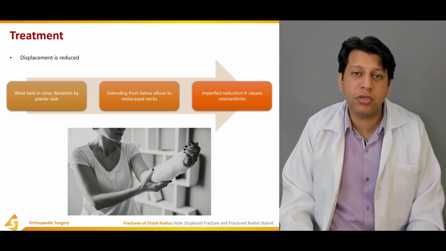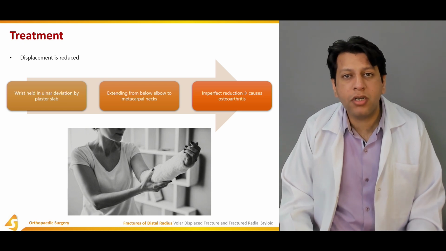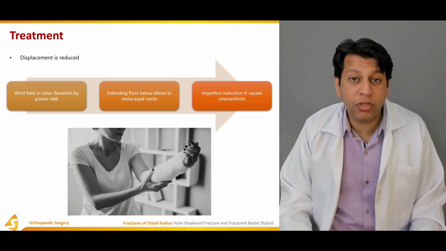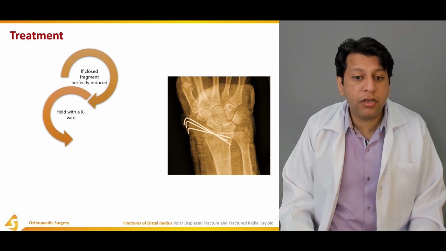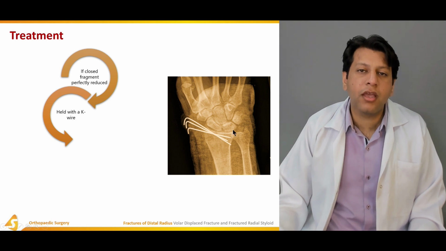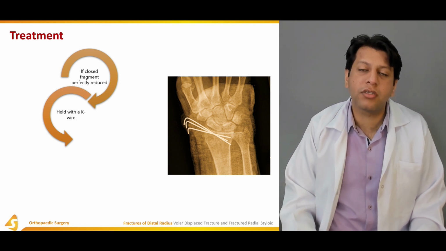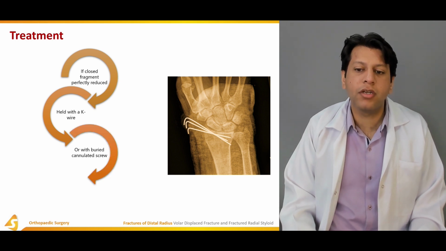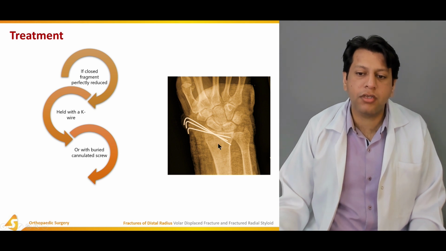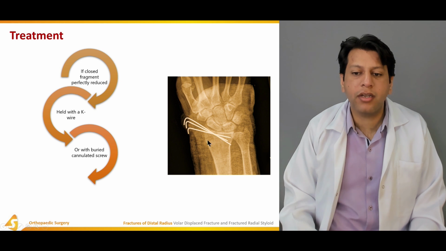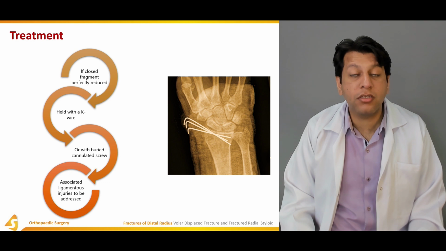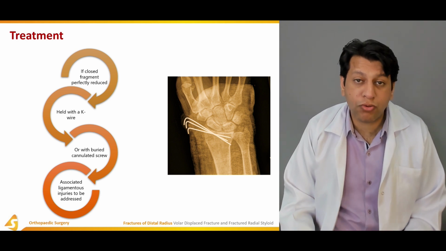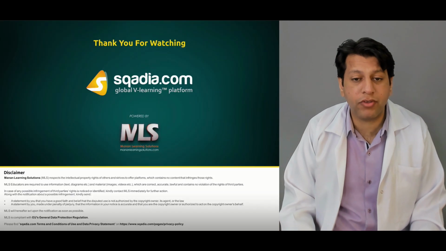So if we are unable to reduce it by closed means, we have to open it and do open reduction internal fixation. It may require a screw to the distal radius or K-wires as well. If the fragment is perfectly reduced, it should be held with K-wires. If we are unable to reduce it, then we may have to go for closed reduction internal fixation with K-wires, or even buried cannulated screws, because this fragment is involved in the articular surface. There should be no articular step, and the articular step, if there is one, should be less than 2 mm. Associated ligamentous injuries sometimes need to be addressed, so instead of closed reduction internal fixation, we may have to go for open reduction internal fixation as well.